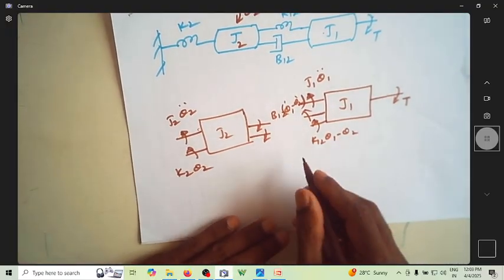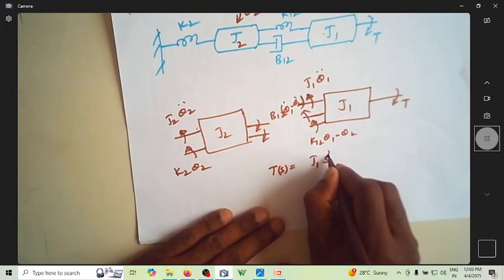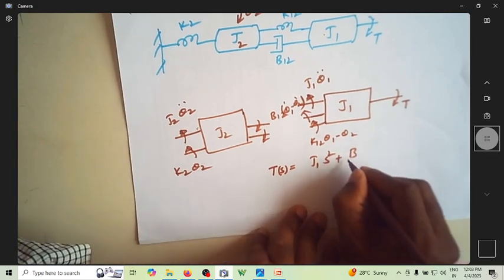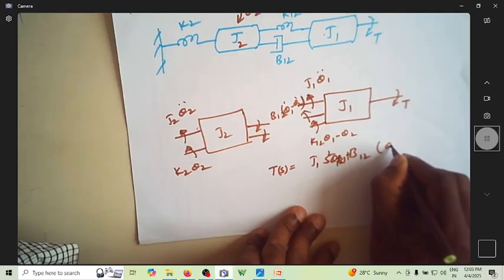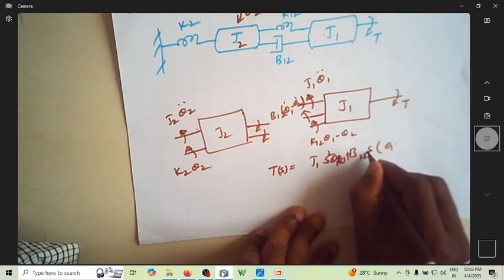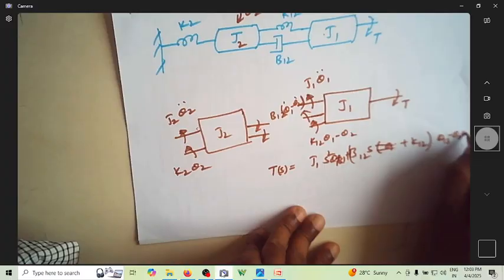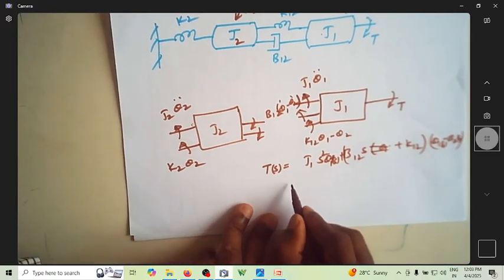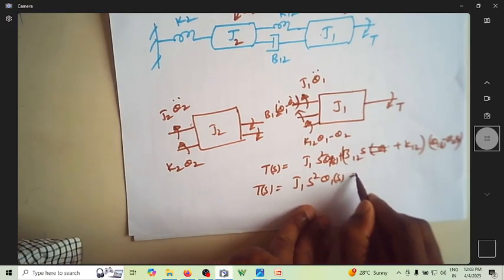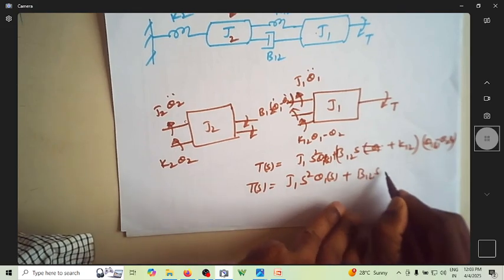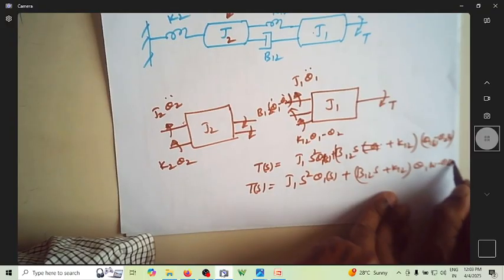Now if you start writing the equation, you can write T of s, that is torque, as J1 s square theta 1 of s plus B12 s plus K12 multiplied by theta 1 of s minus theta 2 of s. Now let me rewrite this. T of s is J1 s square theta 1 of s plus B12 s plus K12 with the same displacement, theta 1 of s minus theta 2 of s.